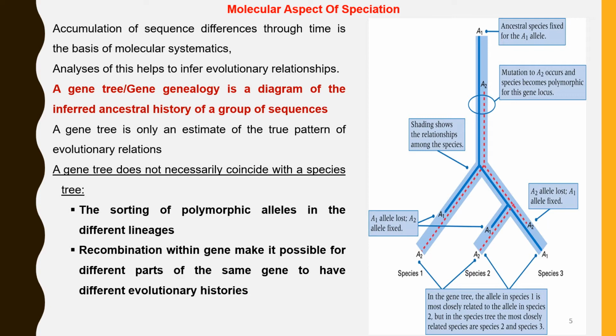But when we consider the species tree, species 2 and 3 are closely related. Hence, a gene tree may not always be similar to the species tree. In the process of evolution, many genes get lost at different lineages.